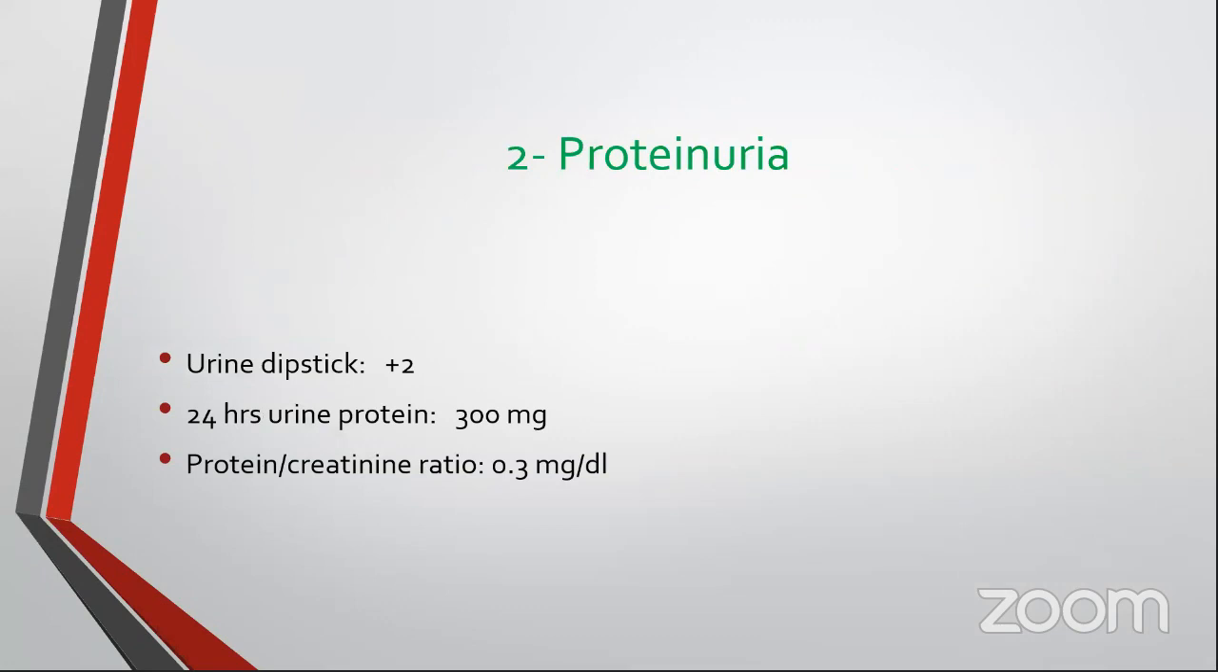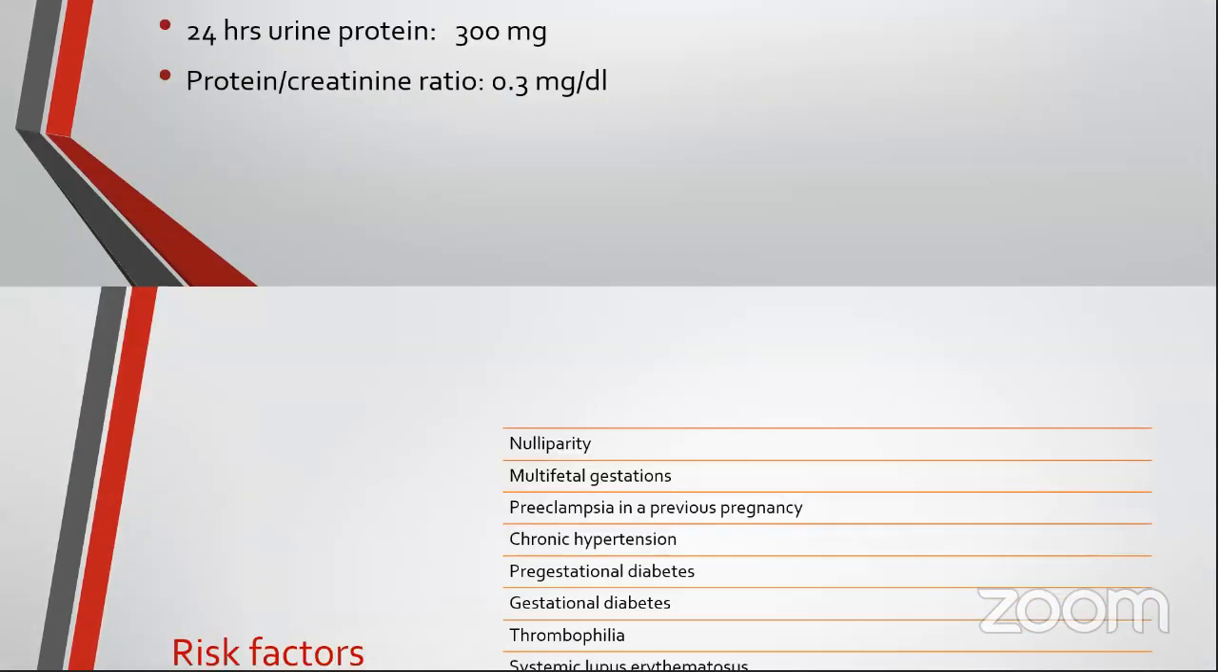Proteinuria: we have 3 ways to measure it, either by dipstick, which could be plus 2 or more, or 24-hour urine protein of 300 milligrams or more, or protein creatinine ratio of 0.3 milligram per deciliter.